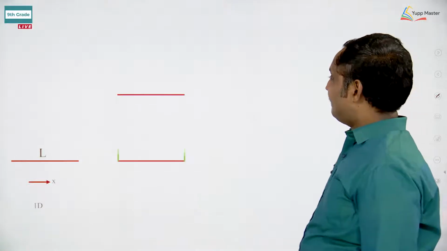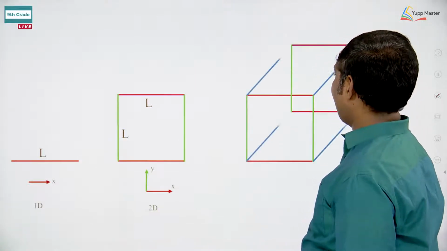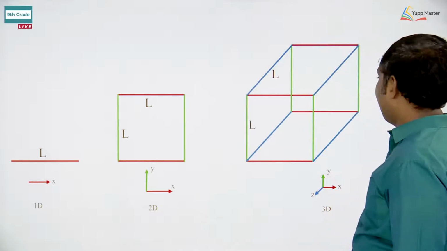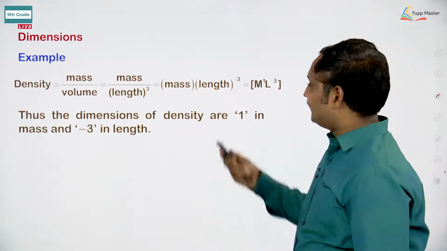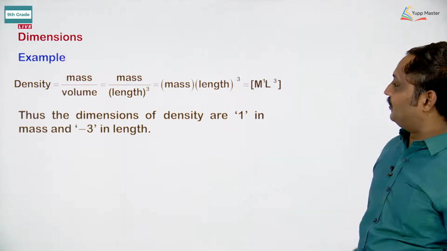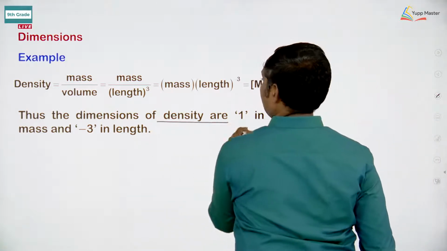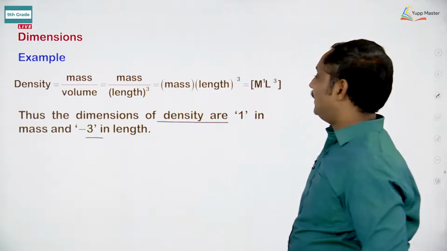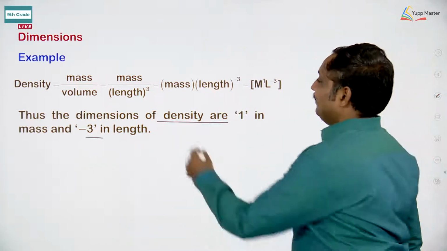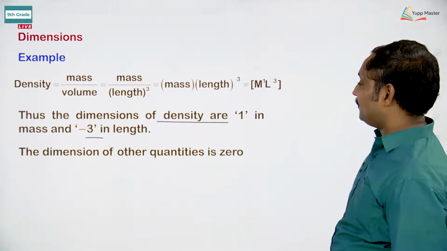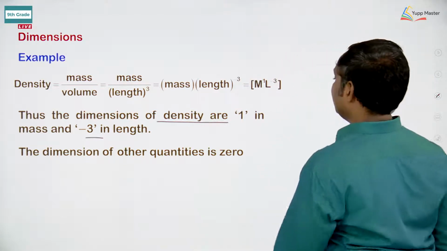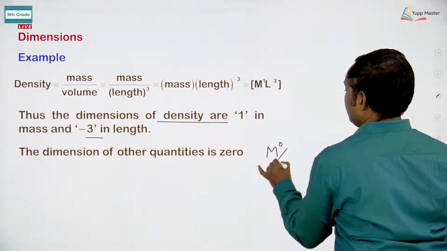Generally, how you will represent the dimension? Let us take an example. We have discussed mass by volume, density. Yes, it is good. So the dimensions of density are 1 in mass and -3 in length. You can confirm the dimensions of other quantities is 0. What about other quantities? Generally you can take that the power is going to be 0.